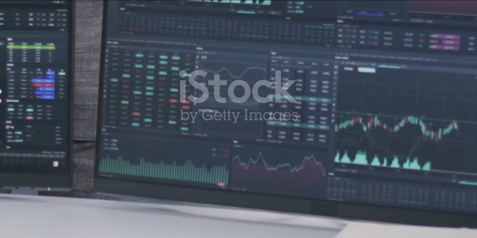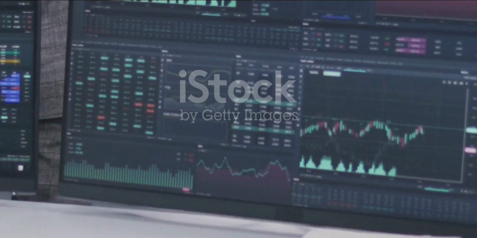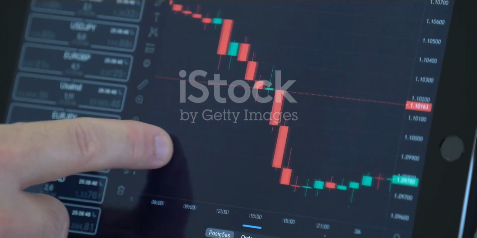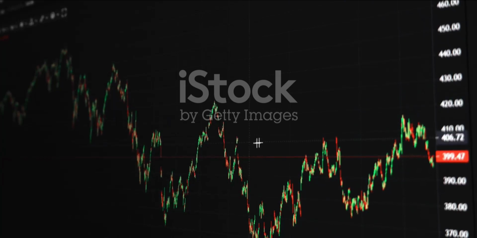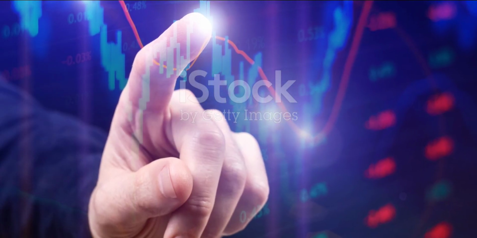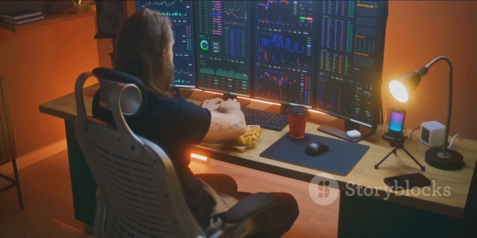So, how do traders actually use the POC? Here's a simple breakdown. First, identify the trend. Is the market going up, down, or sideways? The POC strategy works best in trending markets. Next, find the POC by looking for the highest volume area on your chart. This is your point of control.